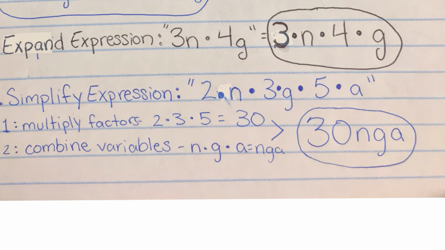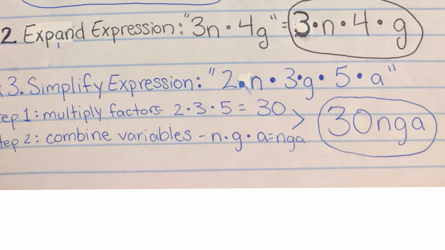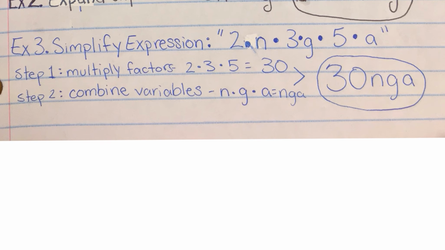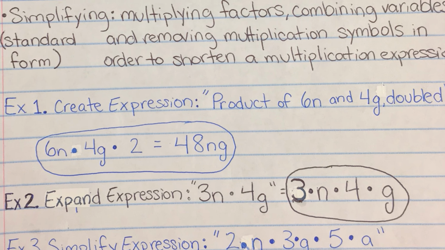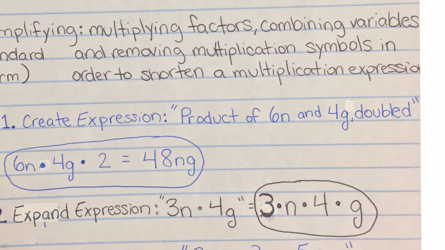And in our last example, we are going to do the opposite of that by simplifying an expression that's already been expanded. Okay, so our expression looks like this. 2 times n times 3 times g times 5 times a. Alrighty. Now the steps we took, if you recall, for simplifying an expression looks like this. We need to multiply the factors, step 1, combine the variables, step 2, and remove the multiplication symbols.